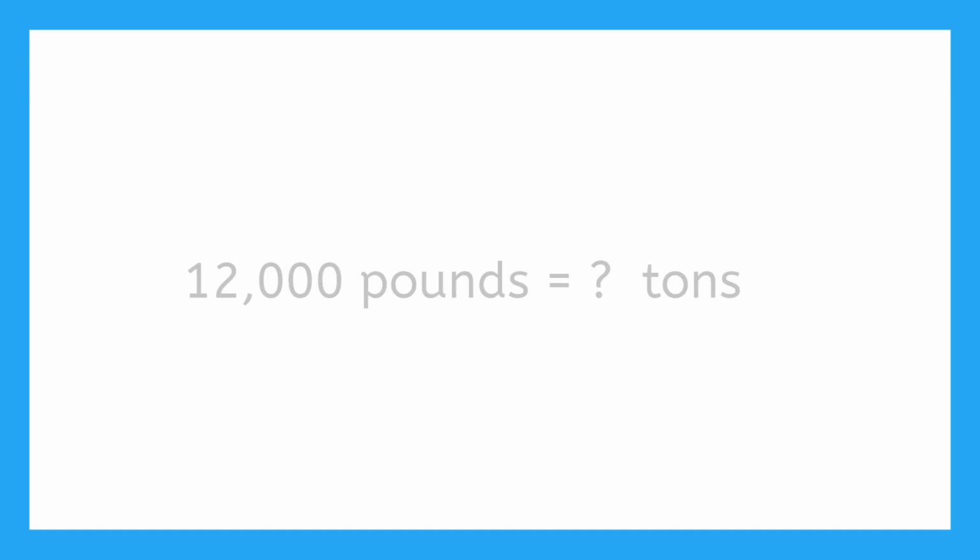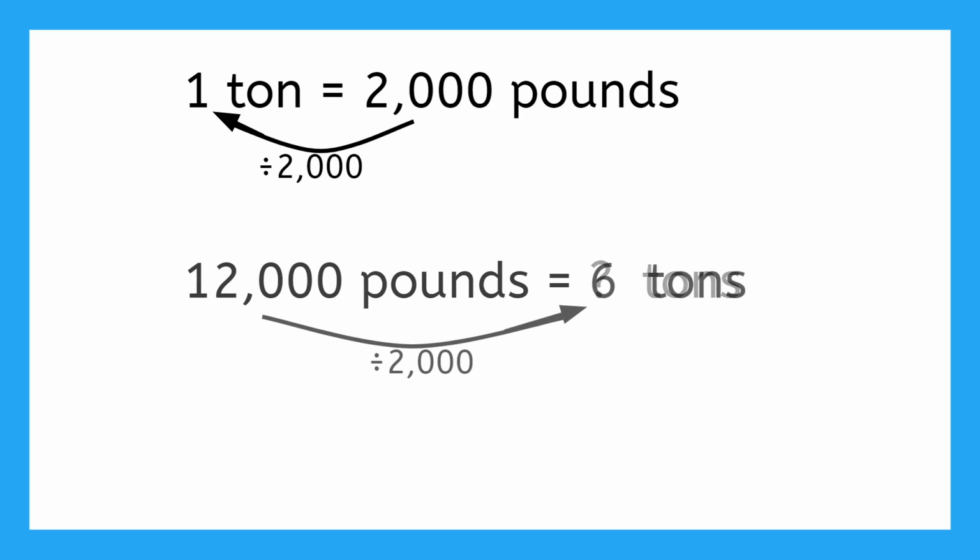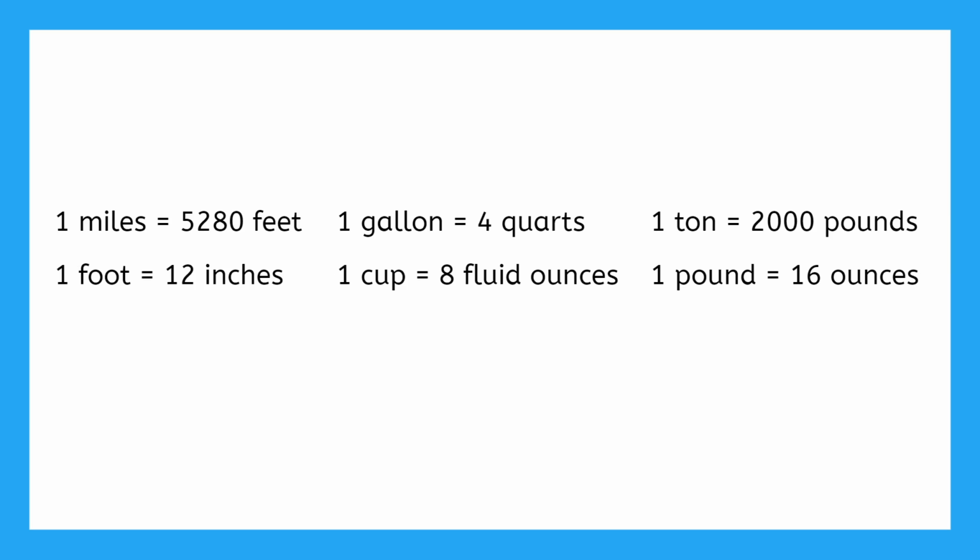12,000 pounds is how many tons? We know that 1 ton is the same as 2,000 pounds. And since we want to convert pounds into tons, we divide by 2,000. So 12,000 pounds would be 6 tons. That's all the examples for now, but make sure to write these conversion rates down and leave some space for more as we come across them.